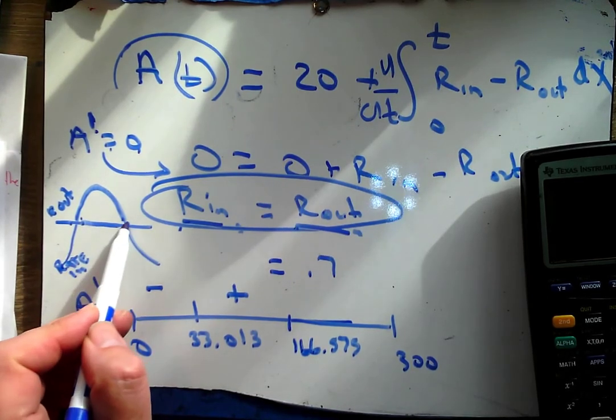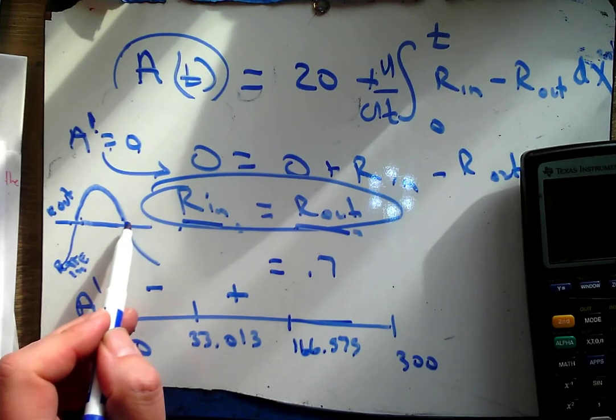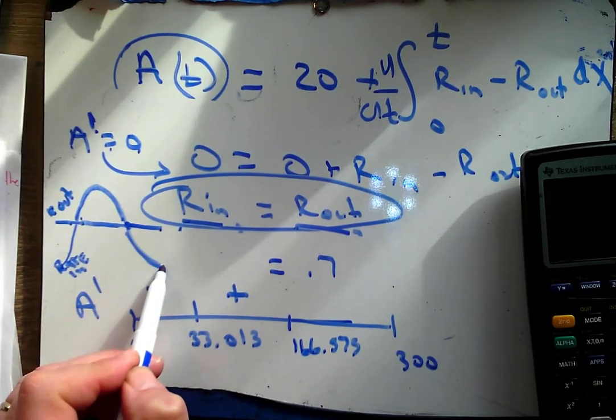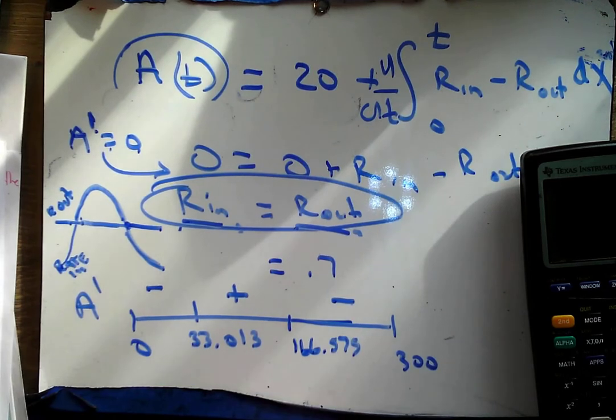And from here, rate out is bigger than rate in, so the line is getting shorter. Now, what were we asked to find? To the nearest whole number, find the number of people in line. Oh, find the number of people at what time t is the line of number of people a minimum?